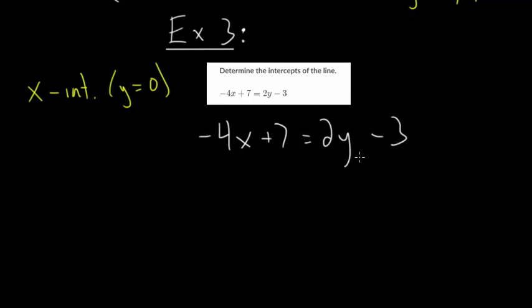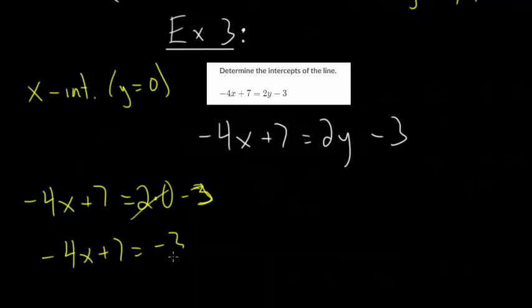And we're going to set first y is equal to 0. So essentially this term will vanish since 2 times 0 is just 0. But let me write this out more explicitly. So we have minus 4x plus 7 equals 2 times 0 minus 3. But like I said, 2 times 0 is just 0, so that goes away. And we get minus 4x plus 7 equals minus 3.